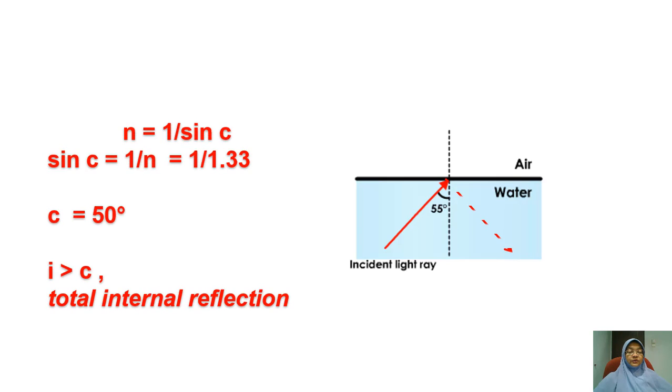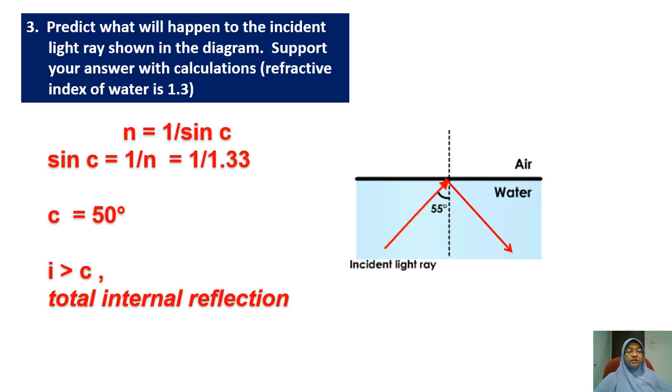Okay, that's the question. Now n equals 1 over sin C, so sin C equals 1 over n, and we get the critical angle equals 50 degrees. Now the angle of incidence is given as 55 degrees. 55 is larger than 50, so I is larger than C and total internal reflection occurs. So this is the ray diagram. The ray will undergo total internal reflection.